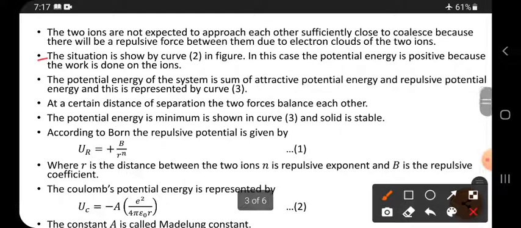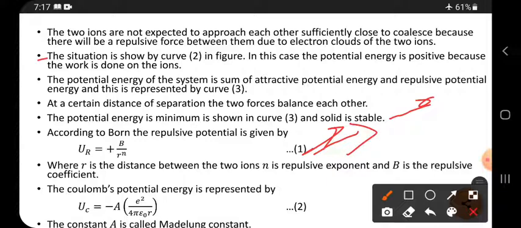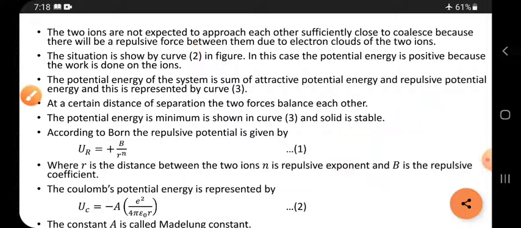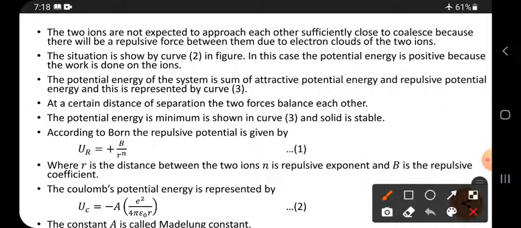The situation is shown by curve 2. When they are coming near to each other, first attraction will increase, and later attraction slowly decreases and repulsion starts increasing. That is shown by curve 3. Curve 3 is repulsion. In this case the potential energy is positive. So we can say one thing easily here.